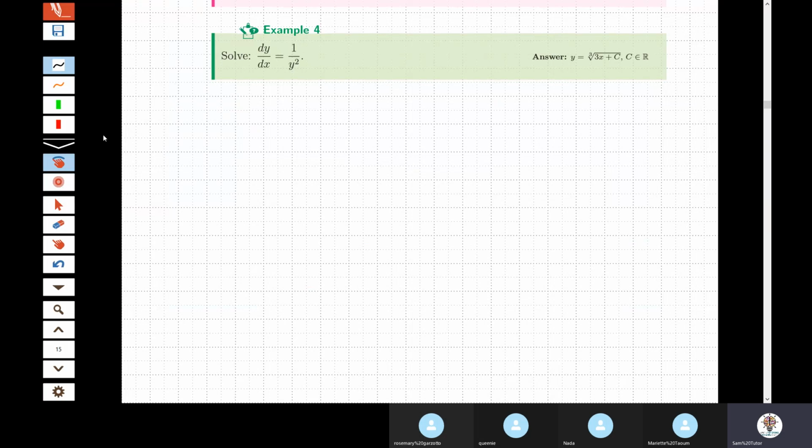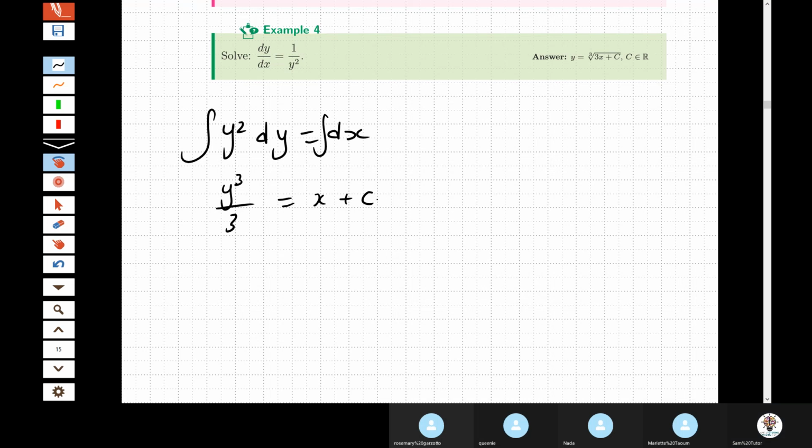So come on. dy/dx equals 1 on y squared. What are you going to do? You're going to bring the y's here. You're going to bring this over. So it's going to look like this. Go. What do we do now? Integrate, integrate. y cubed over 3 equals x plus c. And then times it by 3 and then cube root it.